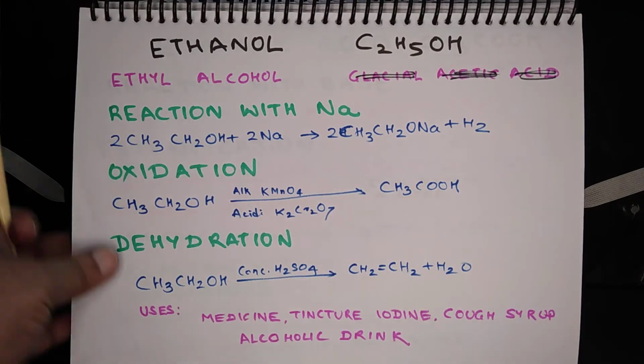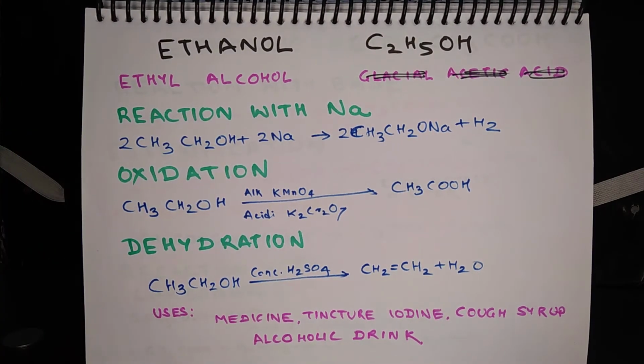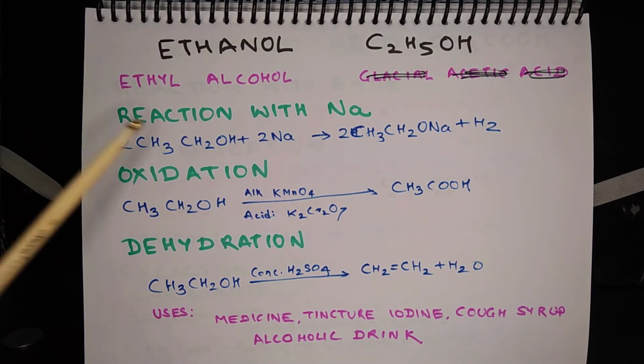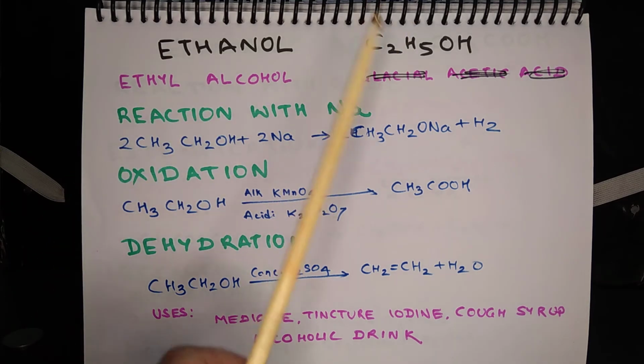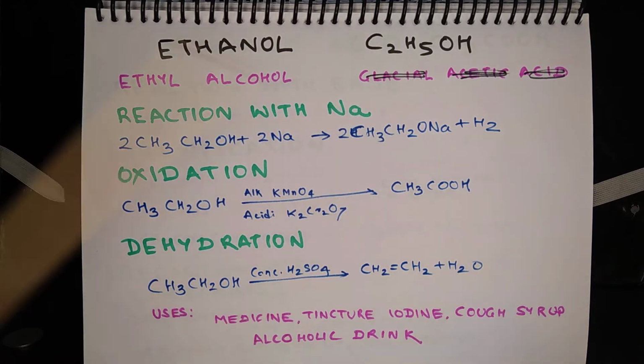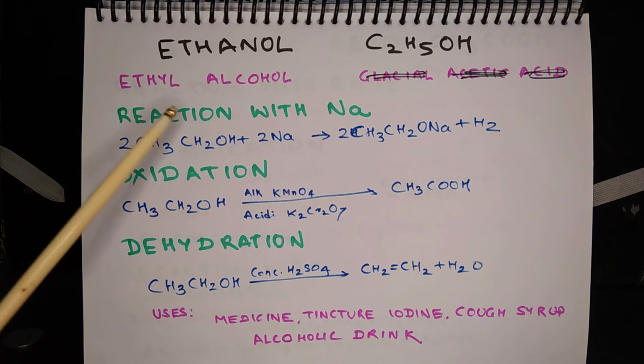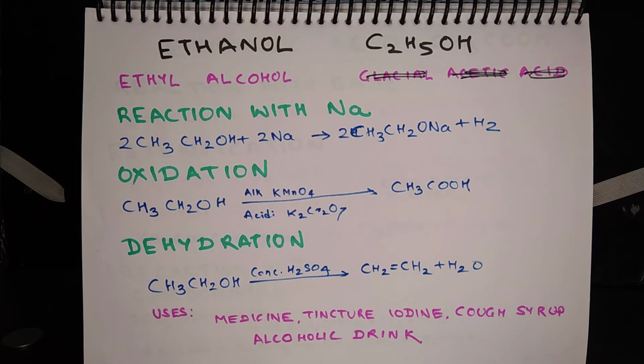Let us now move on to two important organic compounds. First is ethanol. The molecular formula is C2H5OH. The common name is ethyl alcohol. It is a highly volatile substance because it has low melting and boiling point, and it is highly inflammable also.